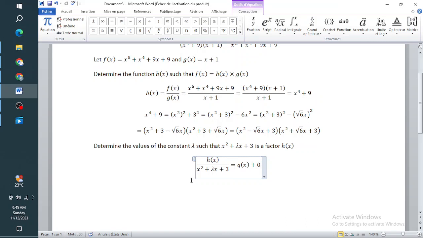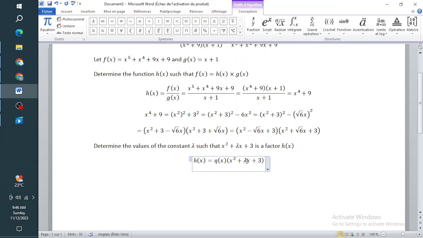I think I corrected this in class when we were doing the correction of the CA. So you do the long division, you equate the remainder to 0, and you're going to find the value of lambda, and lambda will give you plus or minus root 6. So you clearly see that your h of x will be equal to the quotient which you had, which is going to be in terms of lambda, times that x squared plus lambda x plus 3.